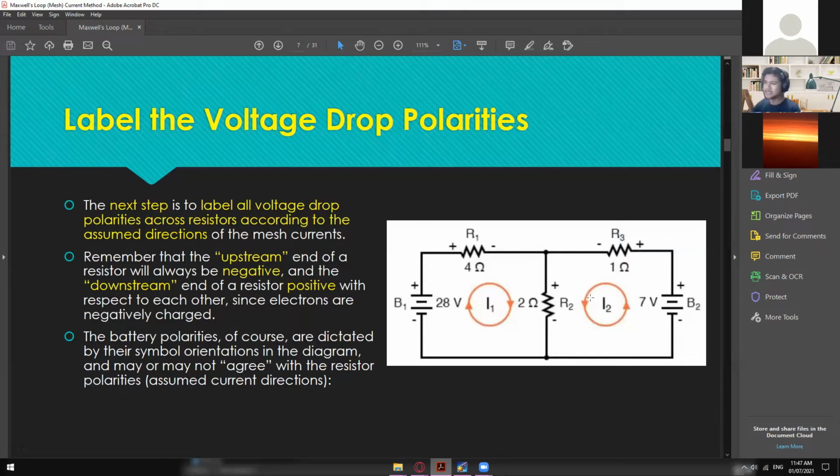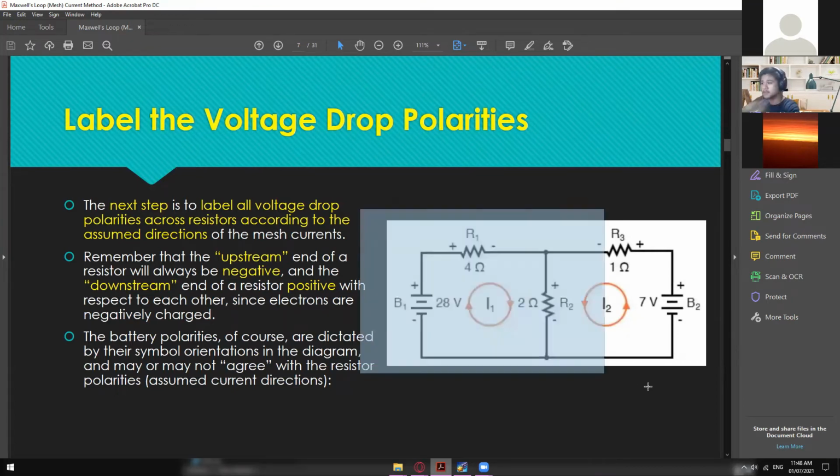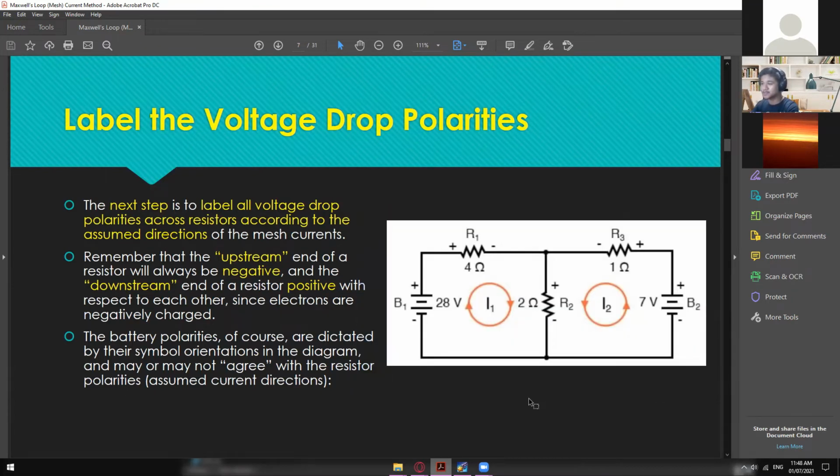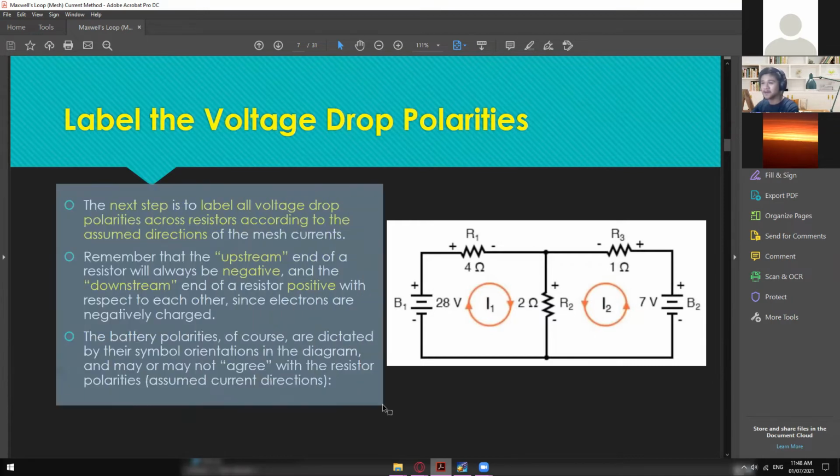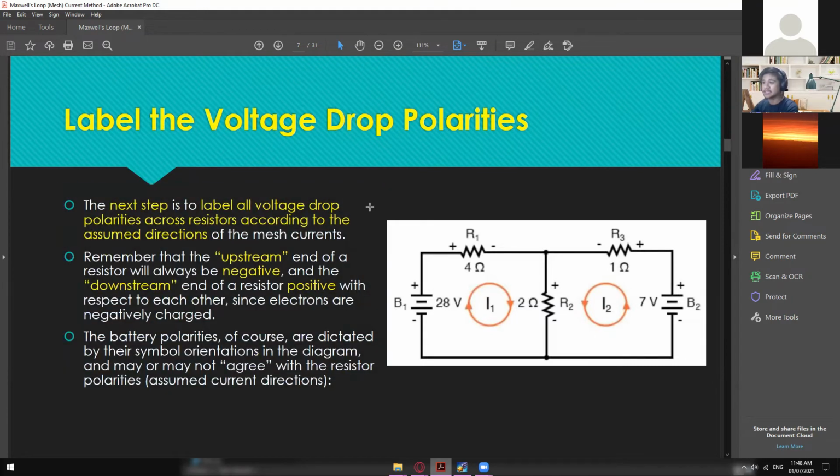So again, this is super similar. Whatever you guys are doing in Kirchhoff's, it's still the same with the Maxwell loop method. So later on, you will see the difference. But for now, everything is super the same. Whatever we are doing in the first and second steps, it's still the same right here. So that is why I am not reading most of the definitions since they are just the same.